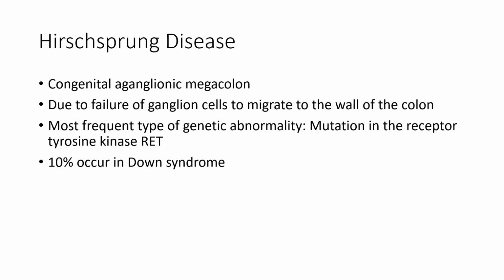Hirschsprung disease is also referred to as congenital aganglionic megacolon, and as the name implies, it is due to failure of the ganglion cells to migrate to the wall of the colon. Ganglion cells are derived from the neural crest cells. Occasionally, Hirschsprung disease is familial. 10% of Hirschsprung disease occurs in patients with Down syndrome. The most frequent type of genetic abnormality is RET mutation. RET is a receptor tyrosine kinase.